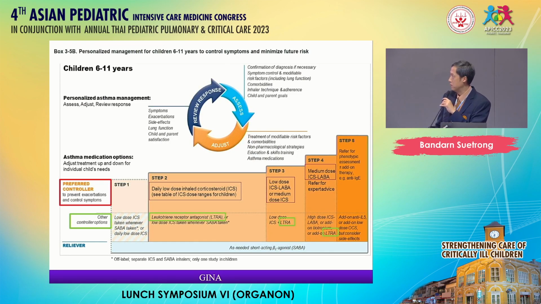The first one, GINA called the preferred controller option, in which you still see the inhaled corticosteroid at any step of asthma controller. But on the other hand, if we look at the alternative option, we will find that leukotriene receptor antagonist is located in the other controller option. Why does the GINA guideline recommend us like this?